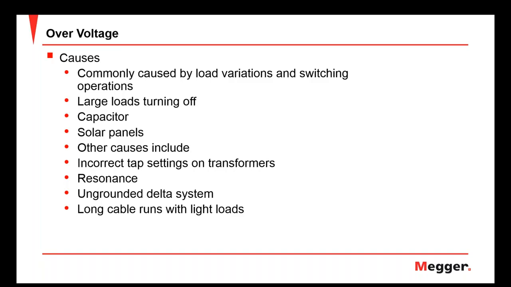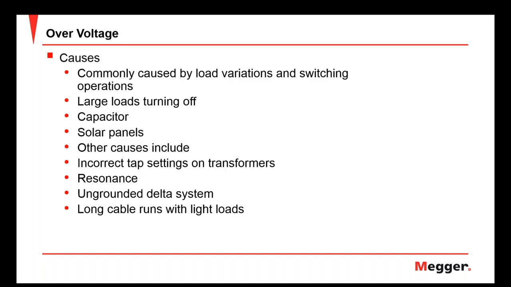And again, other potential overvoltage causes can include incorrect tap settings on transformers, resonance, and also in delta systems. Because if you have a sag or a fault on one leg of the delta, what will happen is the other two will rise up. So you can end up with overvoltages there.